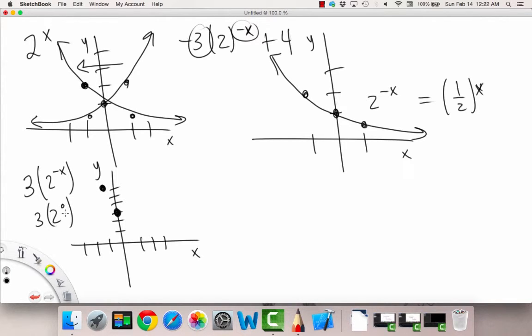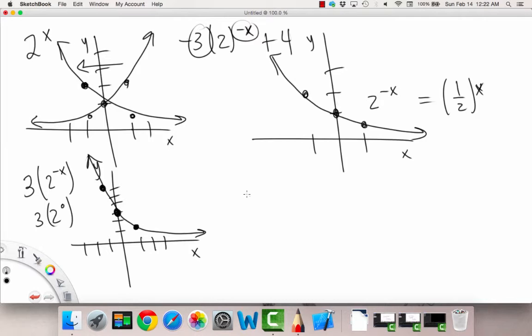And now, lastly, let's plug in a positive 1. If we do a positive 1, we get 3 times 2 to the negative 1, which is the same as saying 3 times 1/2, which is 3 over 2. So 1 gives us about 1.5 here. So now we're at a graph that looks like this. So we just had a vertical stretching or scaling by a factor of 3.